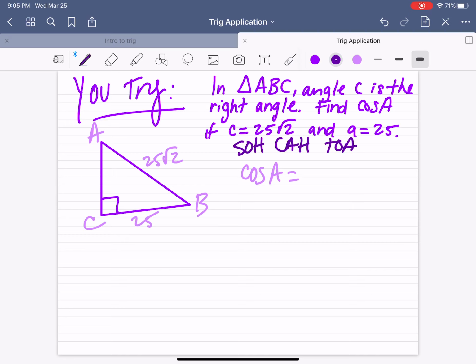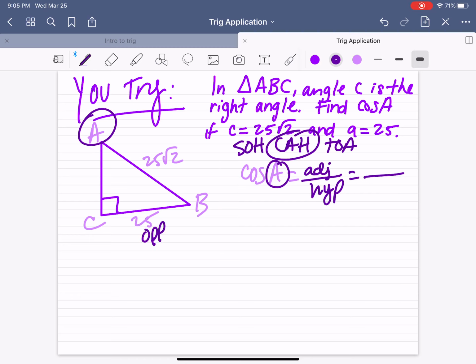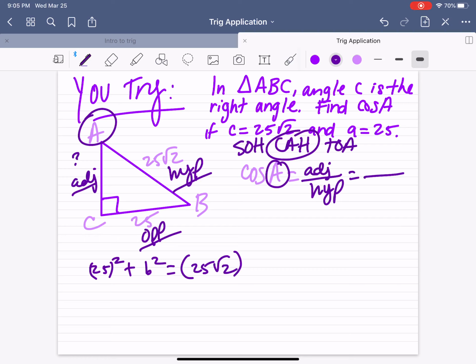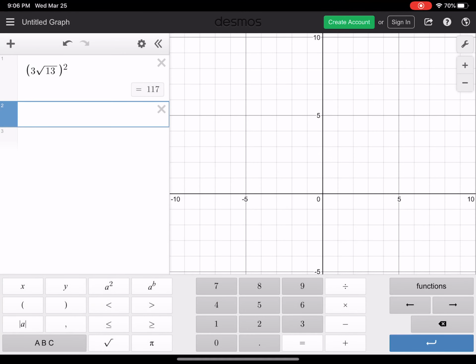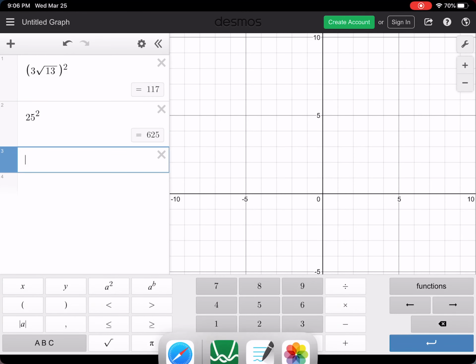SOHCAHTOA, we're trying to find the cosine of angle A, so we're going to use CAH. So you know that you're going to need the adjacent over the hypotenuse. Now remember, you're looking at angle A, so circle it and label your given. This right here is the opposite, and this is the hypotenuse. So of course you have to find the adjacent on this one. So Pythagorean theorem. So 25 squared, I believe, is 625, but let me make sure. 625.